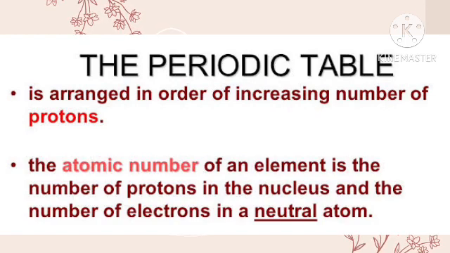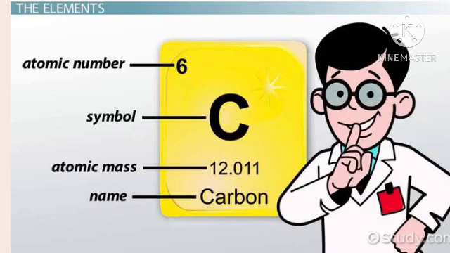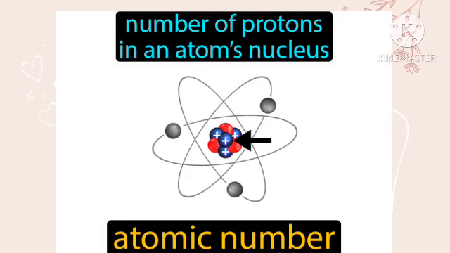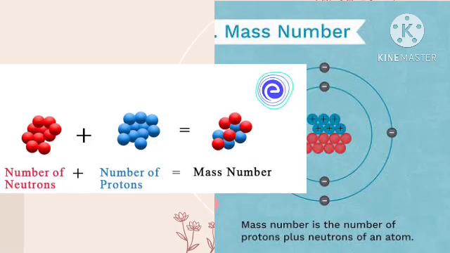For instance, when you look at the periodic table, you will see that each element has its own box, and within that box, you will find two numbers, the atomic number and the mass number. I said that the atomic number is the number of protons in the nucleus of the atom, while the mass number tells you how many protons and neutrons are in one atom of an element.